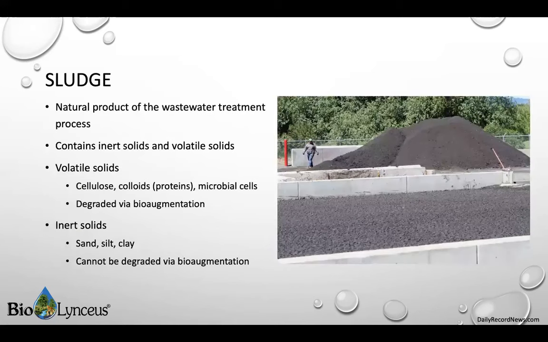Sludge is a natural byproduct of the wastewater treatment process that accumulates and requires additional processing. Sludge is a slurry of organic and inorganic solids. The organic solids are volatile solids like cellulose and microbial cells. The volatile solids component of sludge can be degraded using bioaugmentation. The inorganic solids are inert solids like sand, silt, clay, and trash and cannot be degraded biologically.